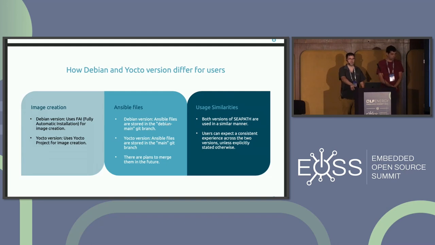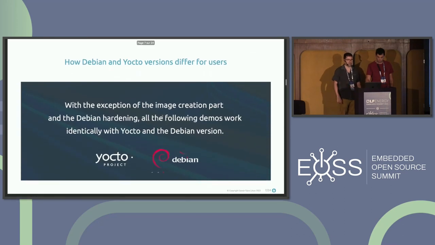The setup is done with Ansible in SEAPATH, and the Ansible setup is similar for both versions, but actually there are two branches, the Debian branch and the main branch, which is actually the Yocto branch. We plan to merge both branches in the future, so the setup will be the same for Ansible, but for the moment it differs. For the usage, it's similar. Both SEAPATH versions use the same tools and can use the same Ansible playbook. So all the following demo, except for the image creation part, can be used for both the Debian and Yocto versions.